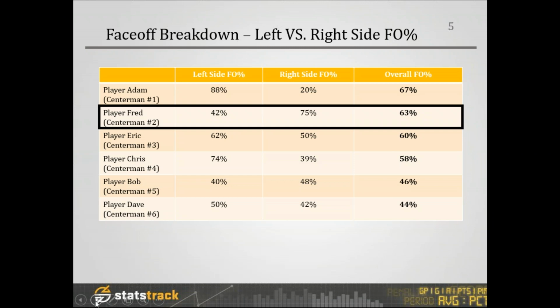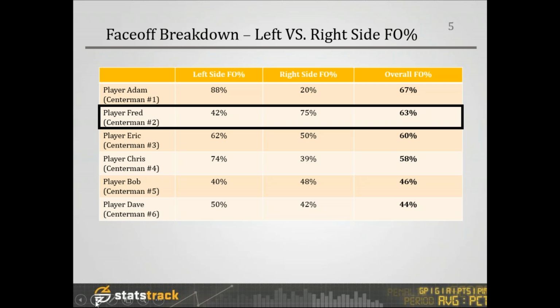In fact, only one center on the team won more than 50% of his draws on the right side, and that was Fred. When the coach learned this, he made adjustments to use Fred for key face-offs on the right side and Adam for key face-offs on the left side. I'm sure you would agree that it's great to know who to put out in critical situations.